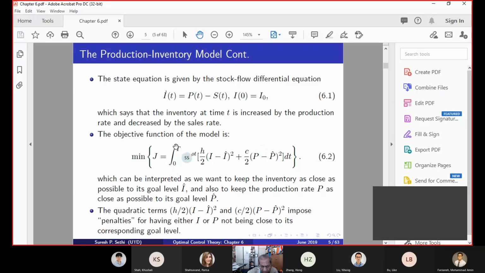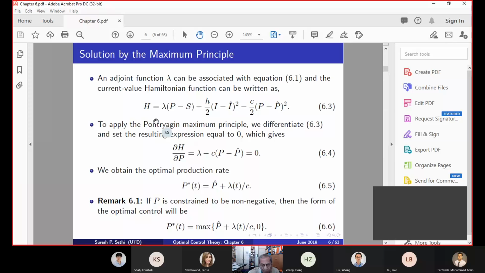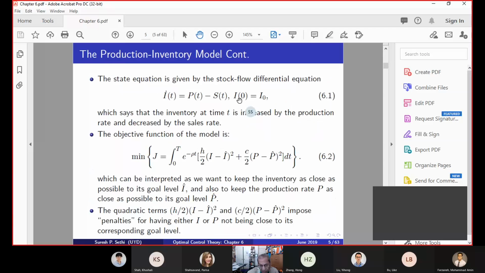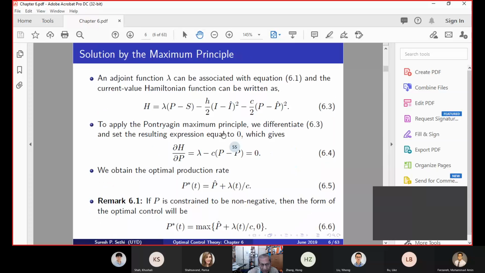So I'm going to maximize this, so I'm going to put a minus sign in there. So we have a maximization problem. And we then develop the Hamiltonian. The Hamiltonian is lambda times the state equation minus the integrand of the objective function. We are assuming, as you can see, no salvage value right now. So that's our problem right now.